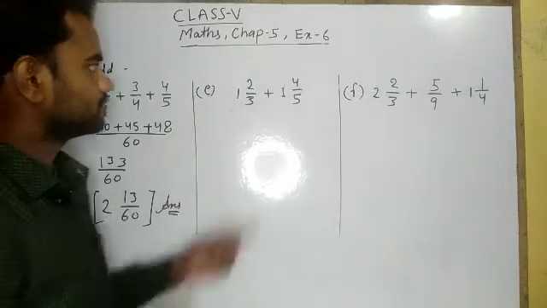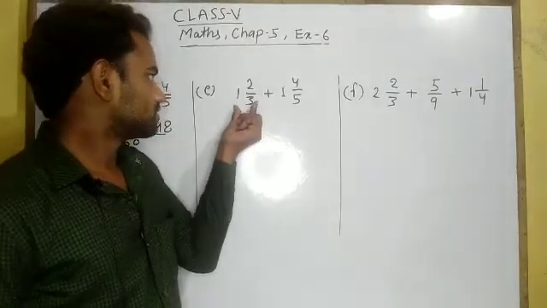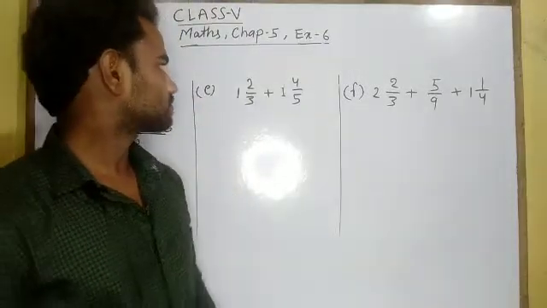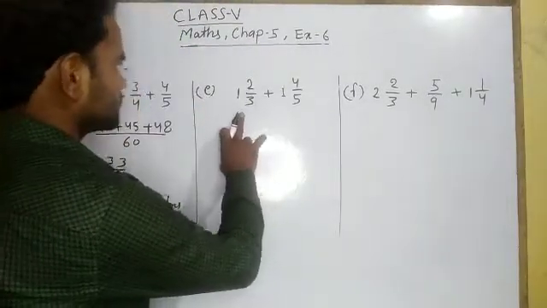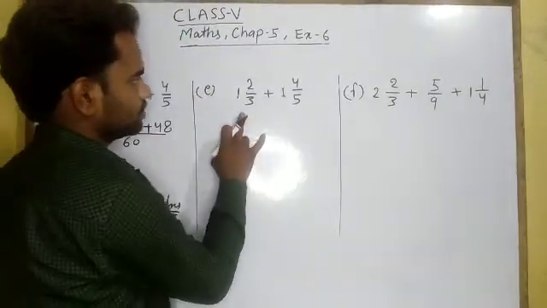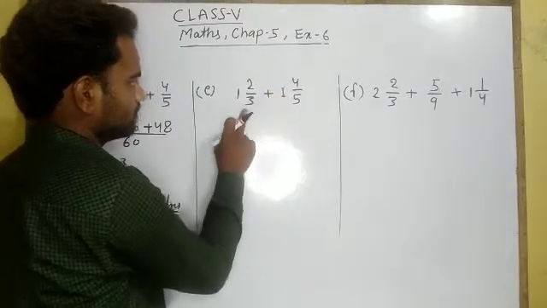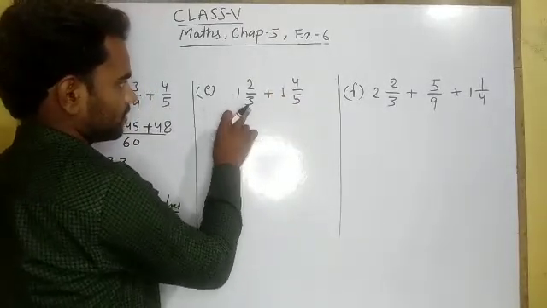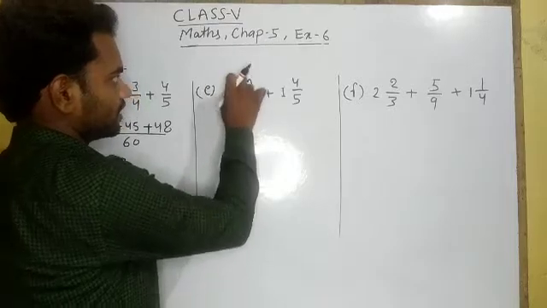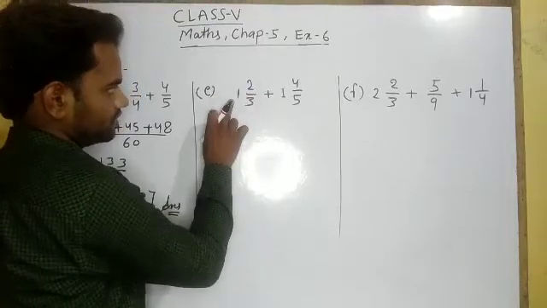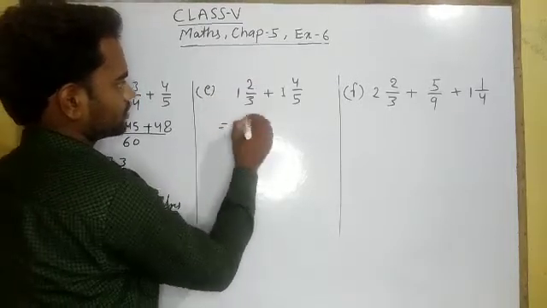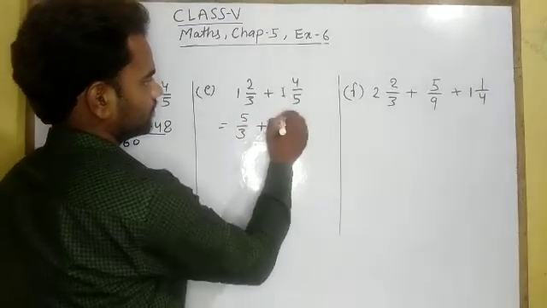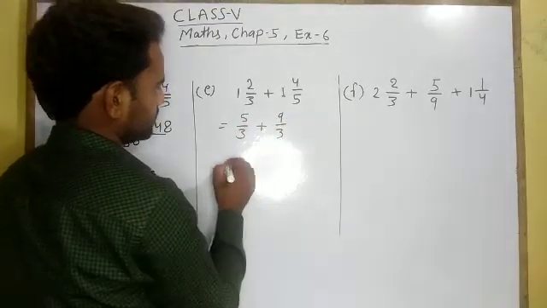Similarly, part E, in this question these fractions are given in mixed form. So first of all, convert these mixed fractions into improper fractions. You already know how to convert a mixed fraction into improper. Simply multiply the whole number part by the denominator and add the numerator. 3 ones are 3, 3 into 5. So this will be 5 upon 3 plus 5 ones are 5 and 4, 9 upon 3.